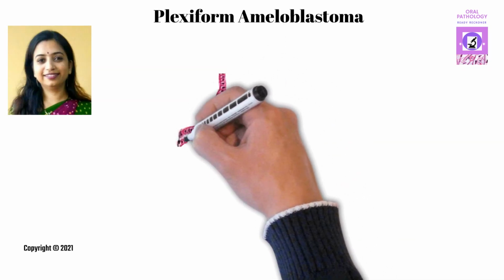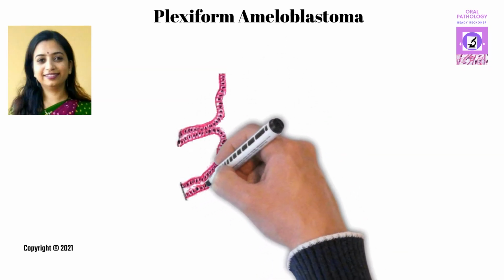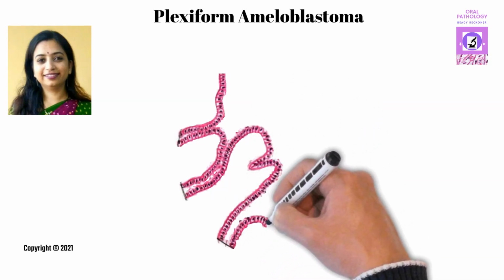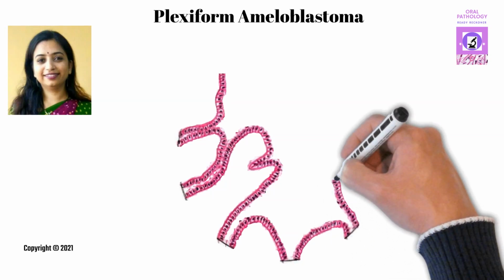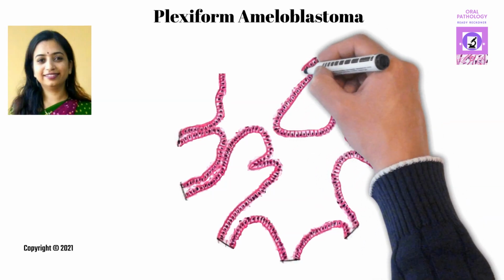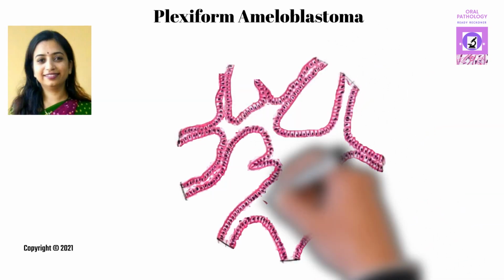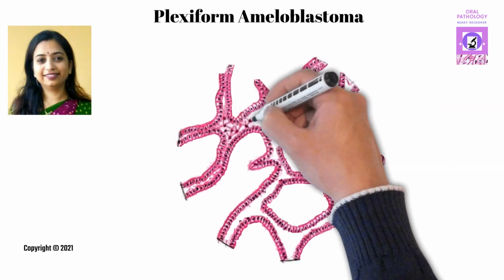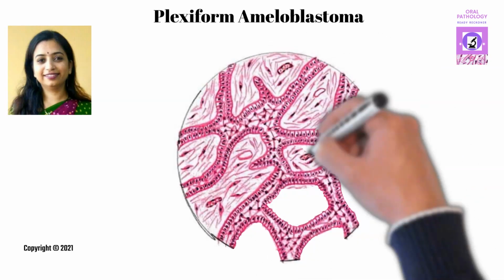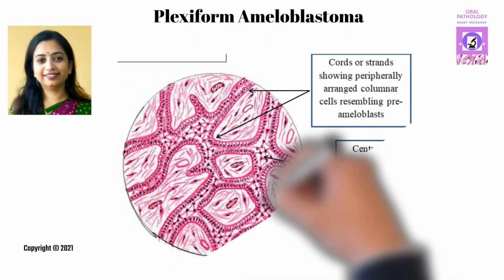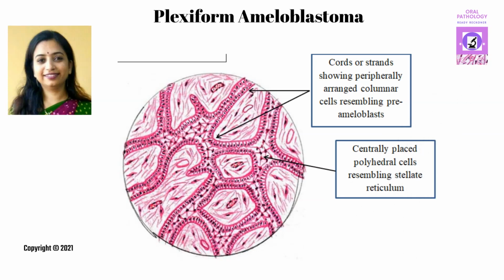Next, we have the plexiform variant of ameloblastoma, which shows anastomosing cords and sheets of odontogenic epithelium, giving the appearance of a network or plexus of odontogenic epithelium. These plexuses are lined by cuboidal to low columnar ameloblast-like cells. Stellate reticulum-like cells are present in the center but not as prominent as in the follicular ameloblastoma. Supporting connective tissue stroma is loosely arranged and myxoid, and it shows a tendency towards cystic degeneration, unlike follicular ameloblastoma, where cystic degeneration is present in the ameloblastic follicle.